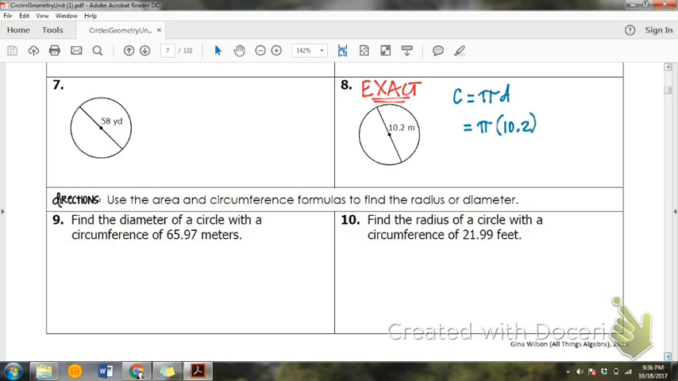This one seems almost too easy. 10.2 is my diameter times pi meters. That's all you need to do for the circumference. That's it. Now when we're doing our area, we have to do a little bit of work to find out what our radius is. All right, so go ahead and work on that one.